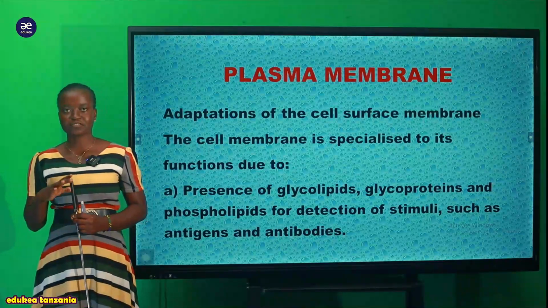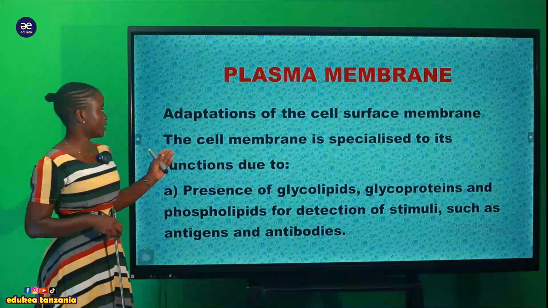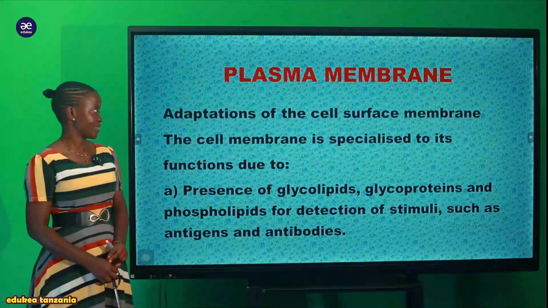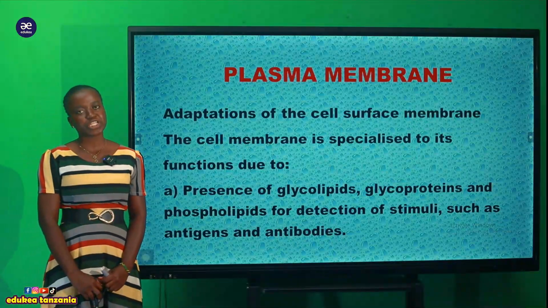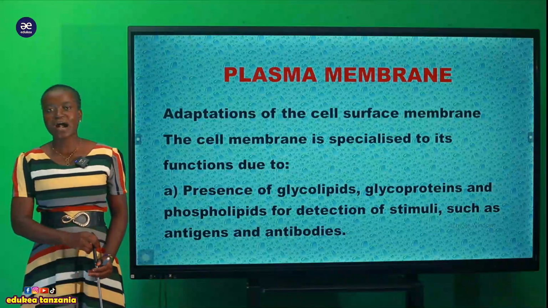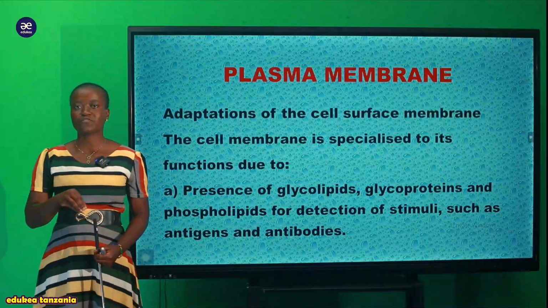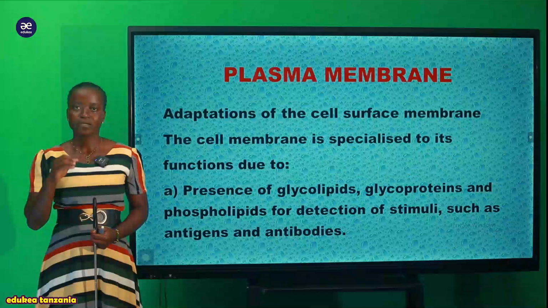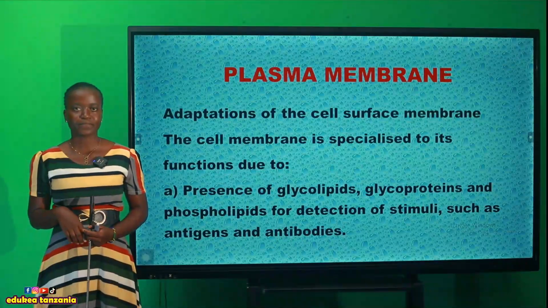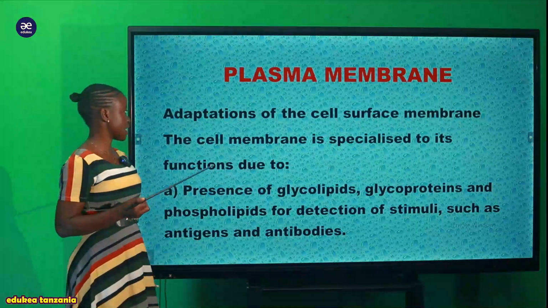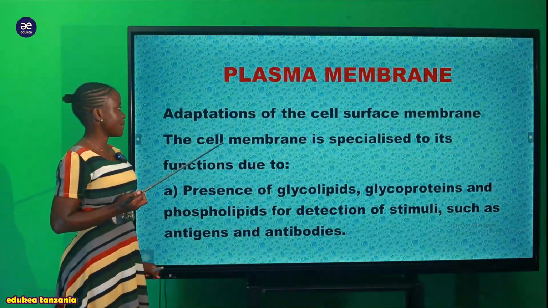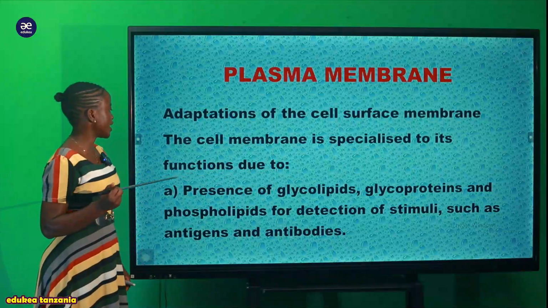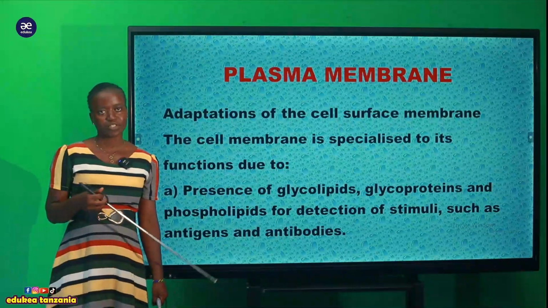So now we are going to see what the adaptations of this cell surface membrane are. Since we have already seen the functioning of the cell surface membrane, how is it adapted to perform different kinds of functions? Inawezaje kufanya kazi tofauti tofauti hii cell surface membrane? So these are the adaptations. Now we can say that the cell membrane is specialized to its function due to the following adaptations.